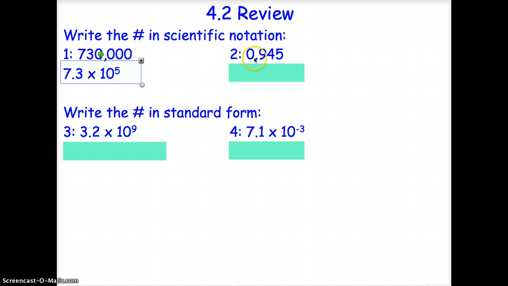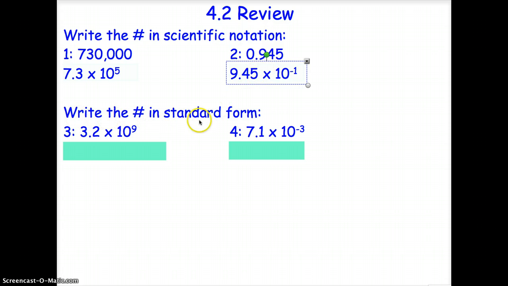Problem number 2, notice there's a decimal in front, so right away I can tell my exponent's going to be negative. The first digit that has value is the 9. So I'm going to move my decimal between the 9 and the 4. So my answer will be 9.45 times 10 to the negative first. I do need that negative 1 on there, showing that I'm moving it 1 place.